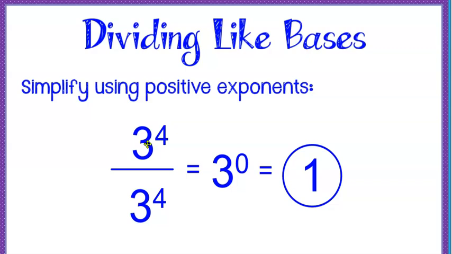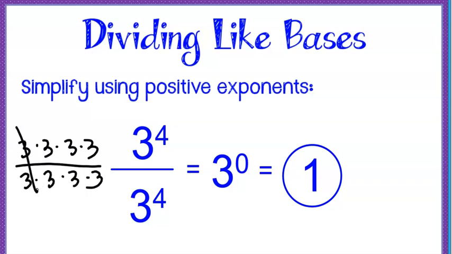In this example, when we kept the base of 3 and we subtracted 4 minus 4, we got 0. So our answer is 3 to the 0 power, but anything to the 0 power is equal to 1. And that's because if we had 4 3's in the numerator and 4 3's in the denominator, and we canceled out our wholes, right, when you have a numerator and denominator that match, then all of these would cancel out, leaving us with 1 whole.